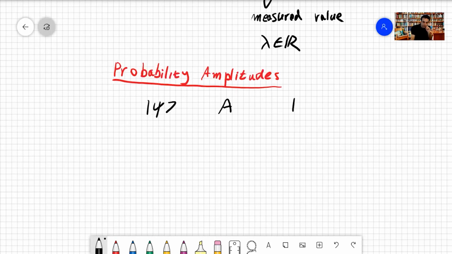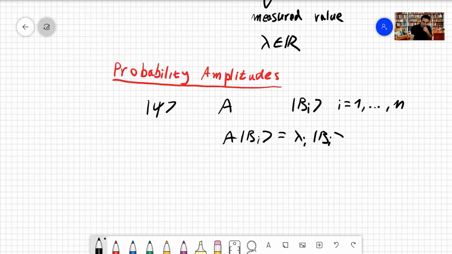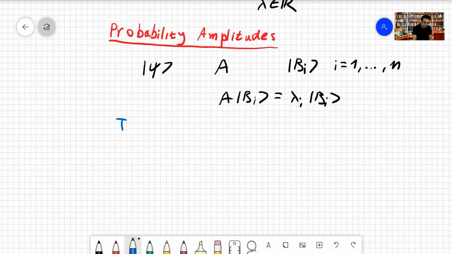So there's now a basis B_i, where i goes from 1 to n, which is the dimension of the Hilbert space. Each of these basis vectors corresponds to a different eigenvalue, using this formula that you saw last time. So the eigenvector or eigenstate B_i has the eigenvalue lambda_i for i from 1 to n. And now comes a very important axiom, the probability axiom.